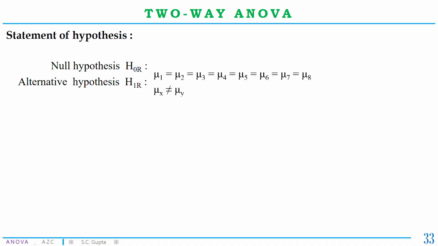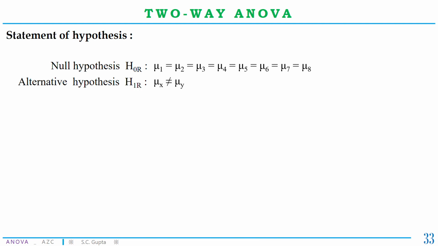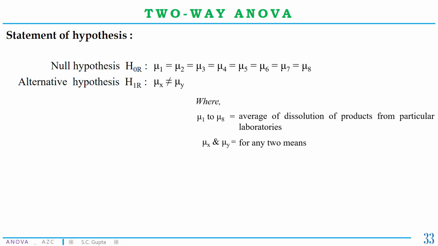Null hypothesis is mu1 is equal to mu2 is equal to mu3 and so on, till mu8. Alternative hypothesis is mu x is not equal to mu y, where mu1 to mu8 are average of dissolution of products from particular laboratories. Mu x and mu y are any two means.